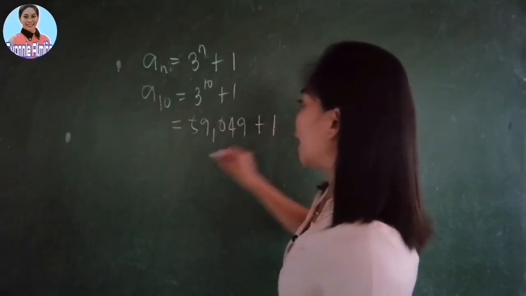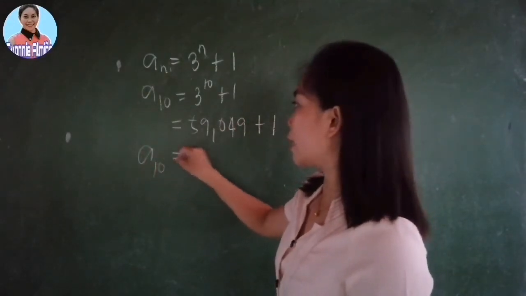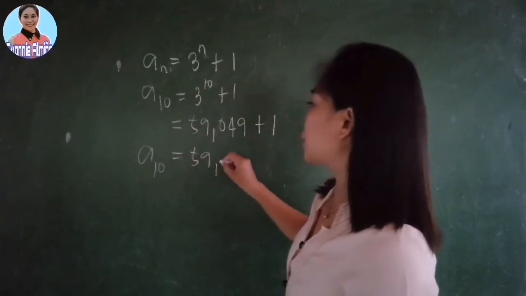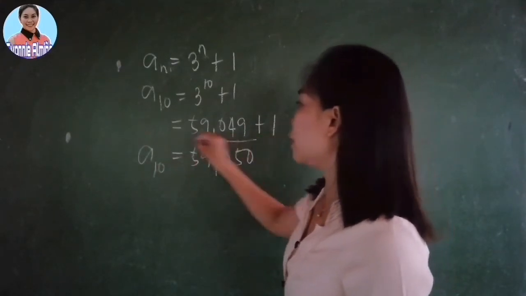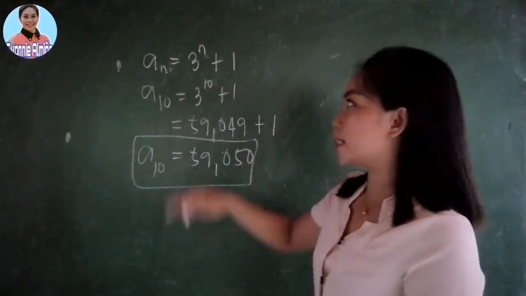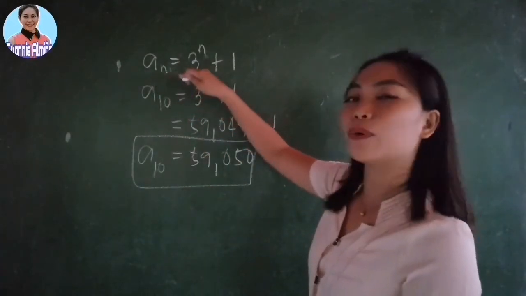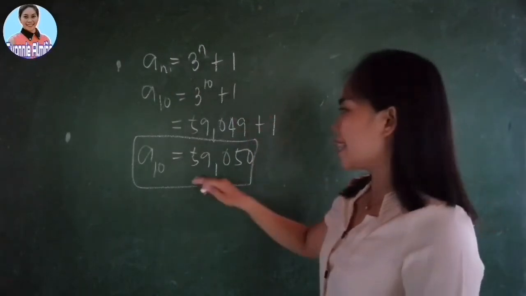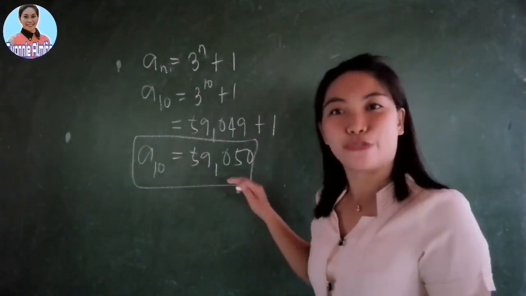So, plus 1, the value of a sub 10 is equal to 59,050. So, therefore, the 10th term of this general rule of the sequence defined by a sub n is equal to 3 raised to n plus 1 is 59,050.